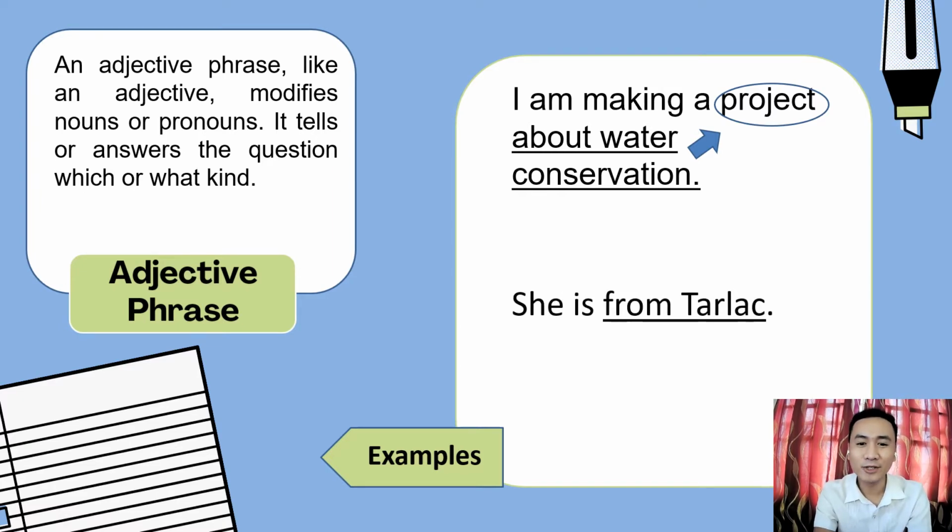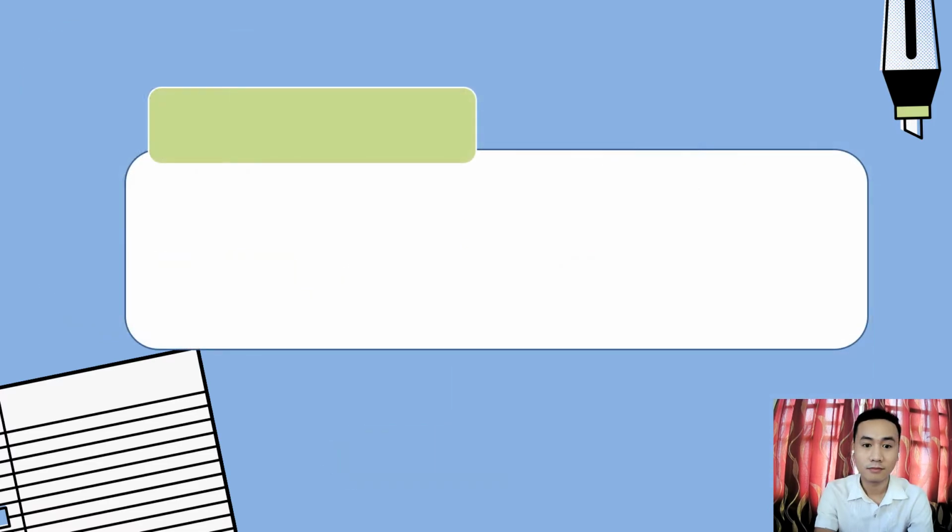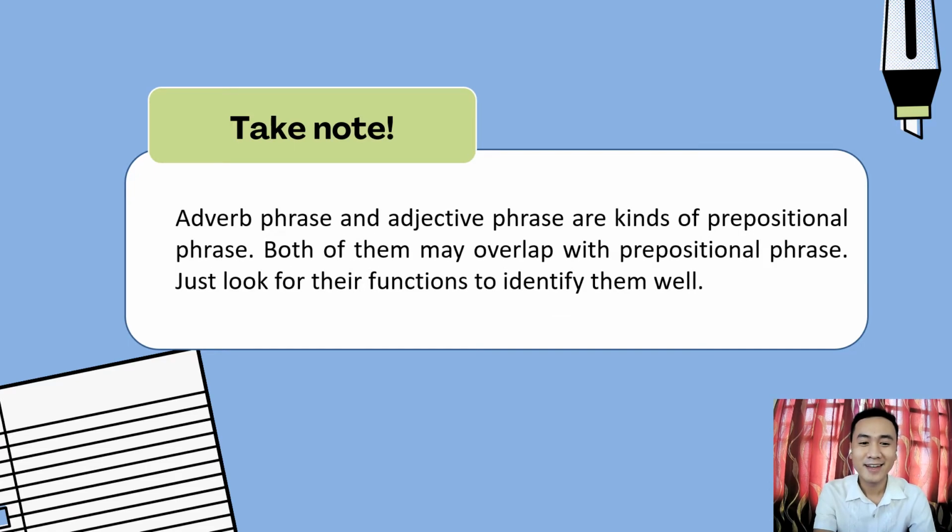Another example, she is from Tarlac. The underlined phrase modifies the pronoun she. Take note. Adverb phrase and adjective phrase are kinds of prepositional phrase. Both of them may overlap with prepositional phrase. Just look for their functions to identify them well.